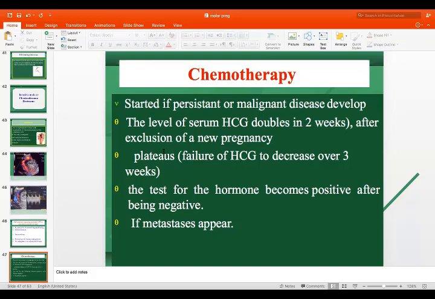The test for the hormone becomes positive after being negative. HCG was zero, then it starts rising again. So it is an indication of chemotherapy, or if metastasis appears. So these are the indications of starting chemotherapy in the post-molar patient.